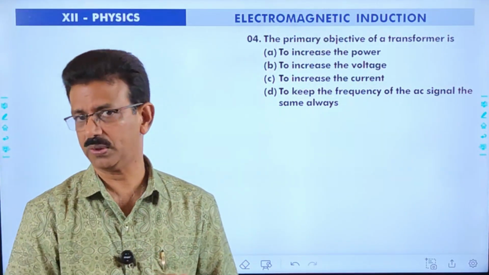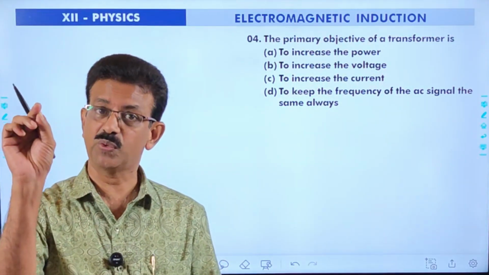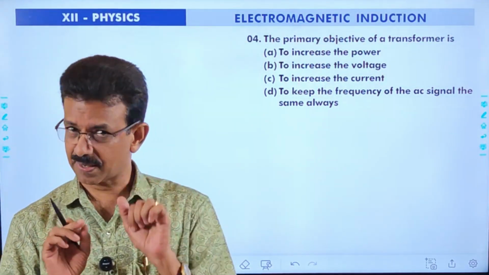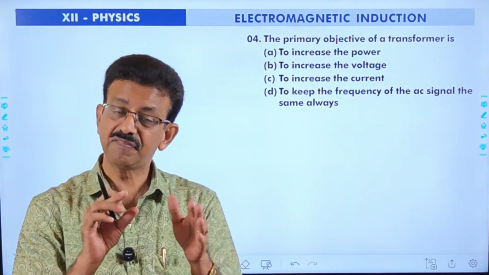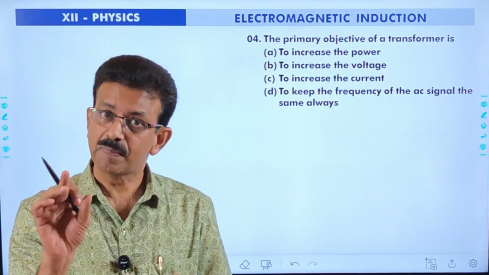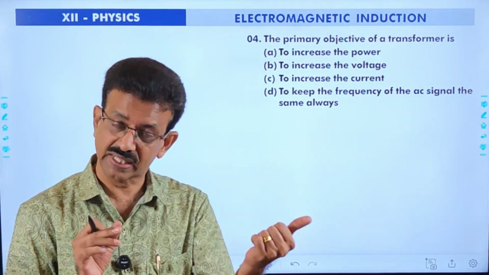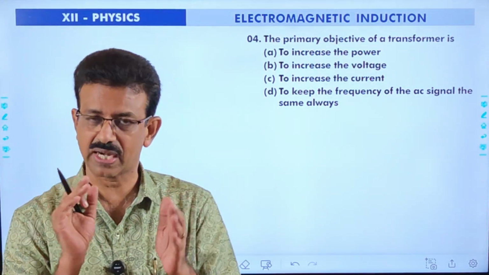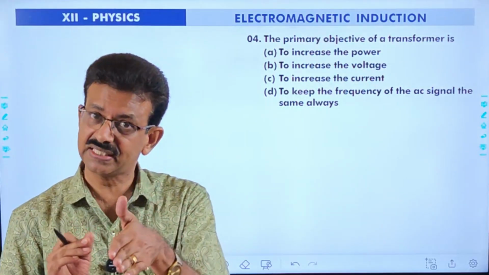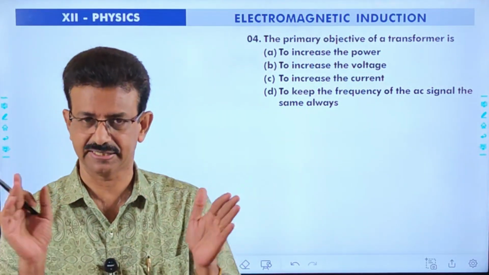And the transformer equation is Ns by Np equal to Vs by Vp equal to Ip by Is, where P represents the primary and S represents secondary. If the number of turns in the secondary is greater, it is a step-up transformer, and if the number of turns in the secondary is less compared to that in the primary, it is a step-down transformer. A step-up transformer increases the voltage, decreases the current, but the power across the primary and the secondary remains unchanged.